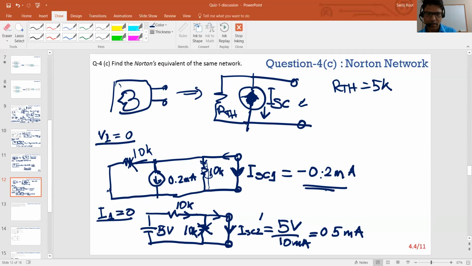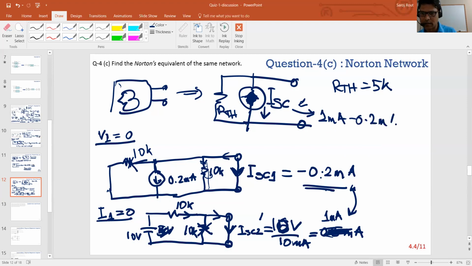Okay, sorry, this is 10 volts. So that's 10 volts here. So that is 1 milliamp. So this short circuit current, by superposition, I add these two. So this is 1 milliamp minus 0.2 milliamps equals 0.8 milliamps, right? So that's the Thevenin, the Norton equivalent.